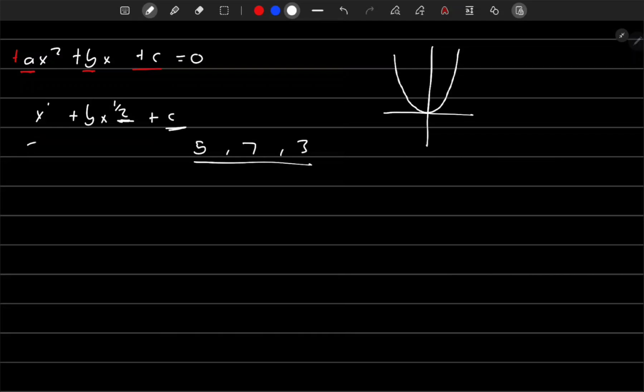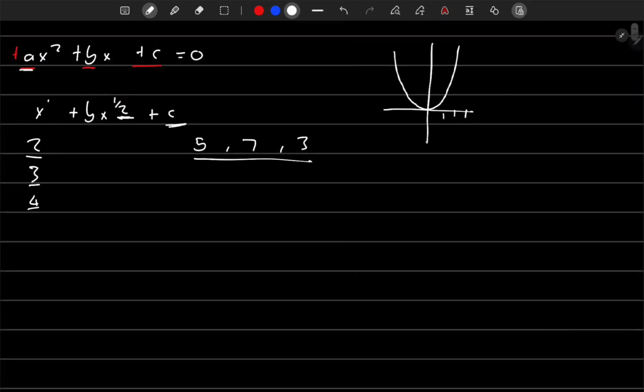But x could be 2, x could be 3, x could be 4, right? Depending on where we are on the graph. So when I say that the highest power of x gets the coefficient of a, right?